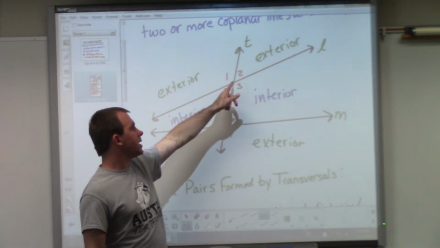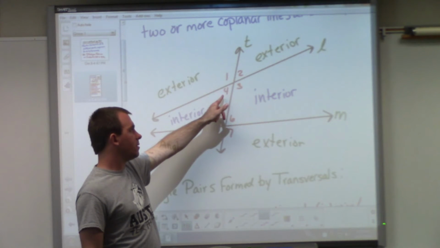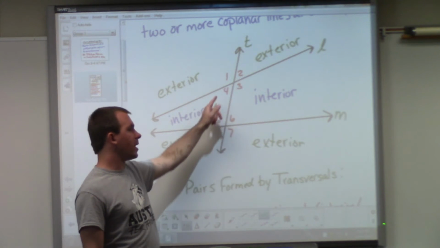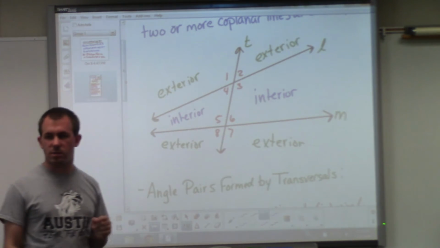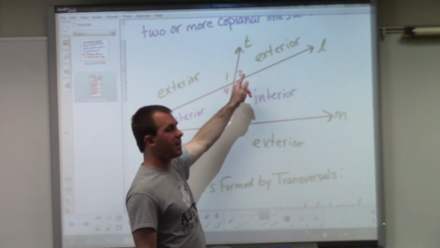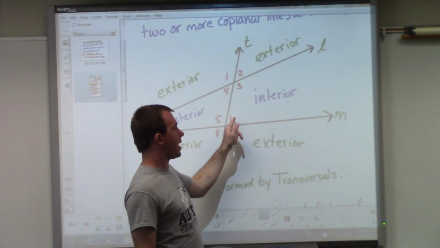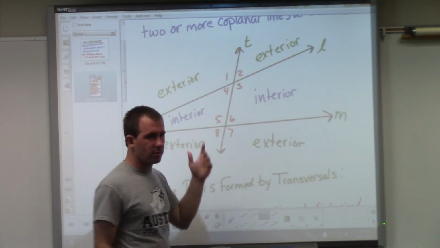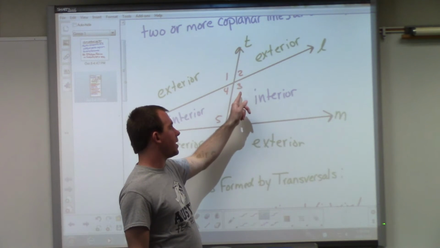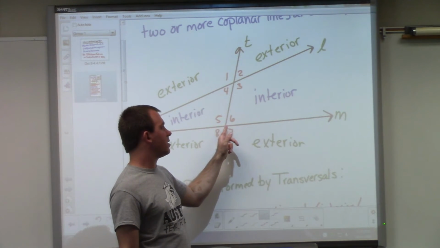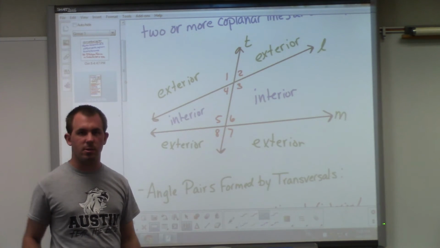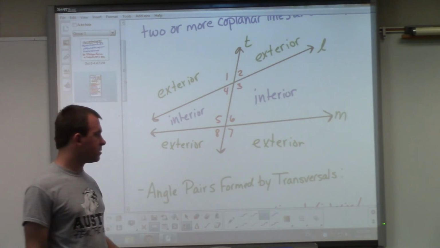Angle 4 is to the left and down. So is angle 8. So angle 4 and angle 8 are corresponding angles. Angle 2 to the right and up. Angle 6 to the right and up. So angle 2 and angle 6 are corresponding angles. Angle 3 to the right and down. Angle 7 to the right and down. So angle 3 and angle 7 are also corresponding angles.